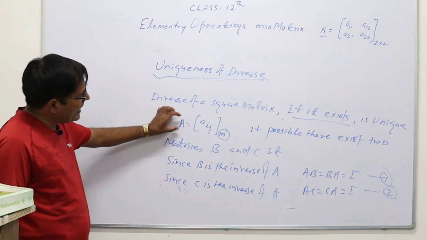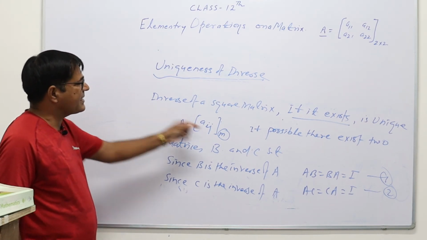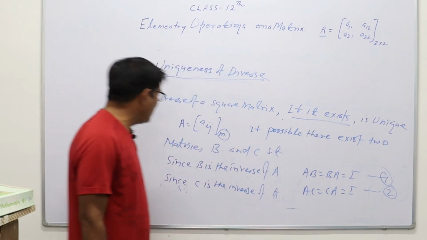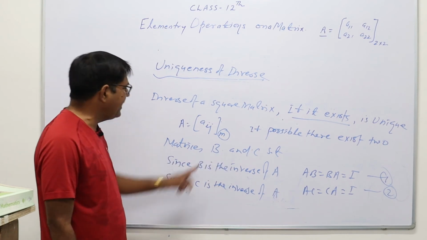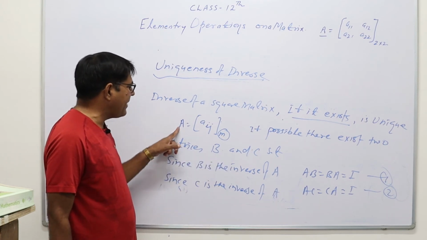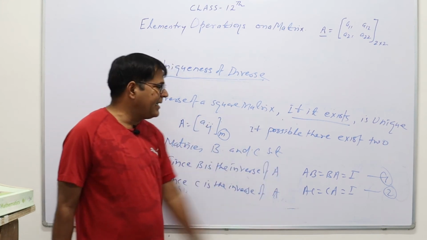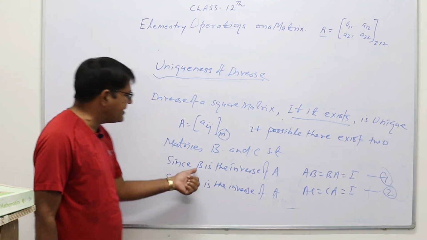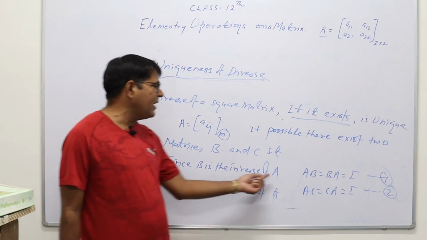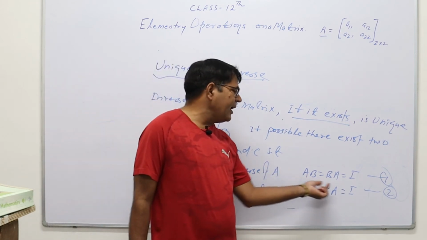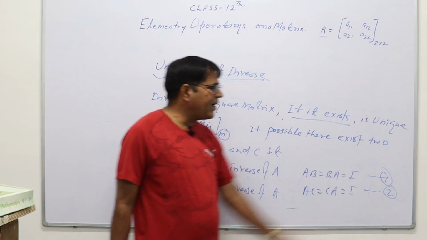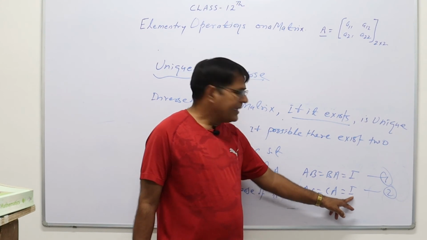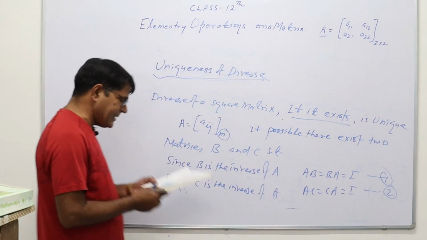What is given? A square matrix A of order m is given, and if possible there exist two matrices B and C such that B is the inverse of the given matrix A and C is another matrix which is also the inverse of A. So in the first case, since B is the inverse of A, AB equals BA will be equal to the identity matrix of the same order. Similarly AC equals CA will be equal to I, that is also the identity matrix of the same order.